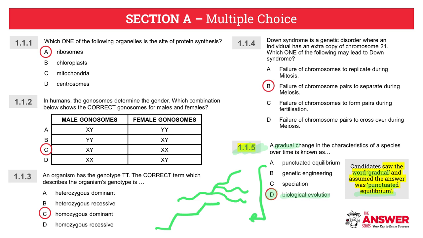It says that there are long periods of no change or stasis in which species remained unchanged, and then this is punctuated with short periods of rapid changes. So this definition refers to the overall definition of biological evolution, the gradual change in the characteristics of species over time, which is also typical of Darwin's idea of evolution.